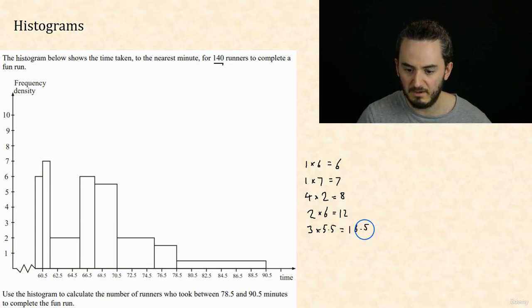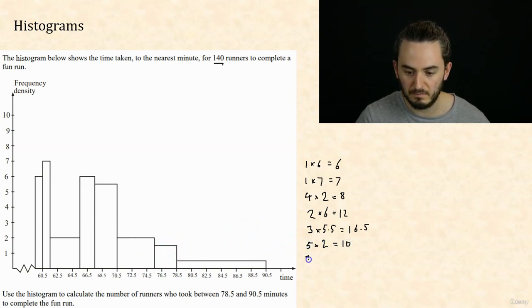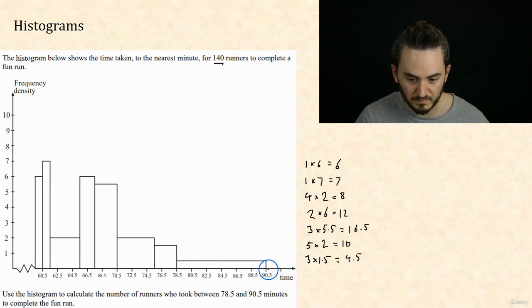Okay, so we're already seeing the area maybe can't be exactly the same as frequency because we've got decimals, and we don't have 16.5 people in that group. Next we've got a base of 5 and a height of 2. So 5 times 2 is 10. And then a base of 3 and a height of 1.5. So 3 times 1.5 is 4.5. Next we've got this one here, 78.5 up to 90.5, so that's a base of 12 and a height of a half. Okay, and so that's 6.